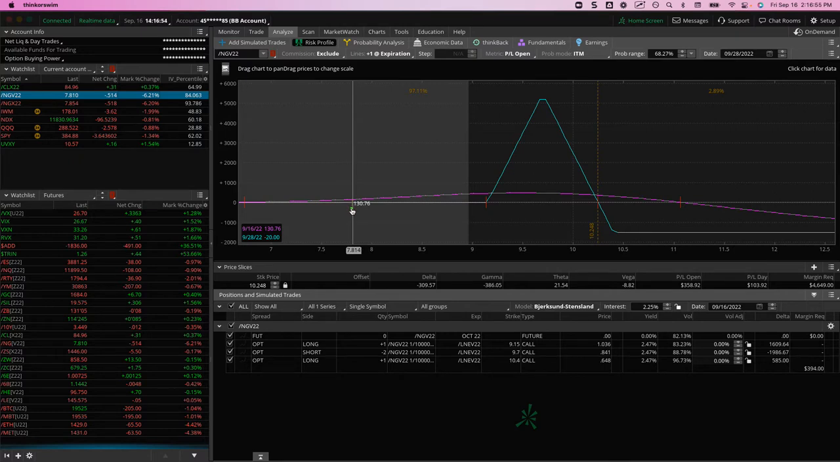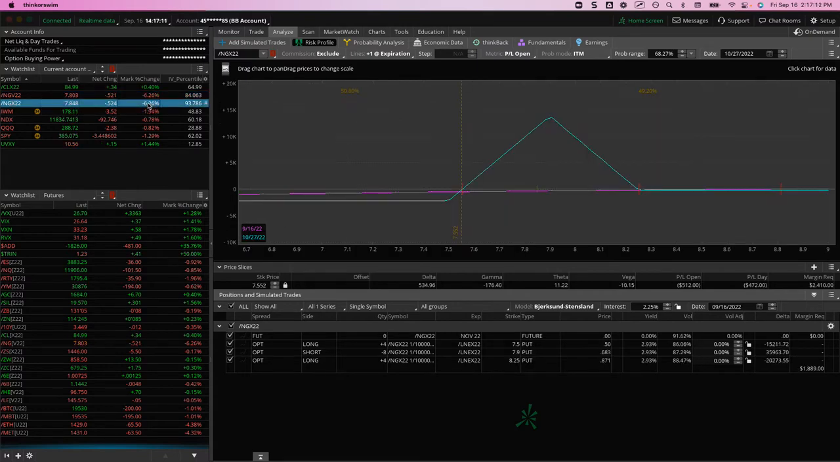If natural gas does decide to reverse and come back up, we got a potential for a lot more profit. If not, we're getting closer to expiration on 9/28. So sometime next week, we may just close this out and book whatever profits are left there.